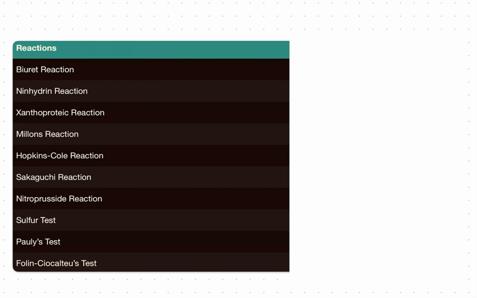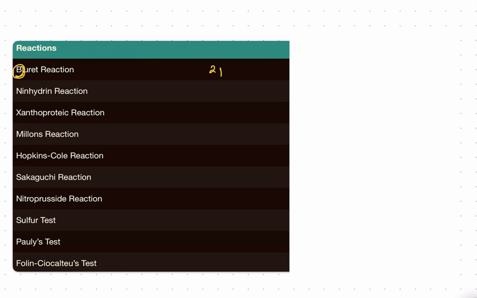Hello everyone, in this video we are going to discuss various tests which are used to predict the specific groups of amino acids. So we'll be learning with some mnemonics here. First thing, the biuret test. The name itself is telling: bi means two. So it is used to assess two peptide bonds.